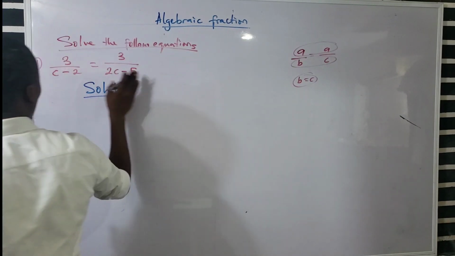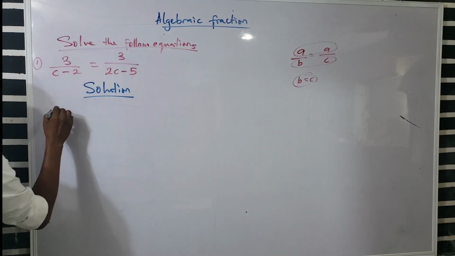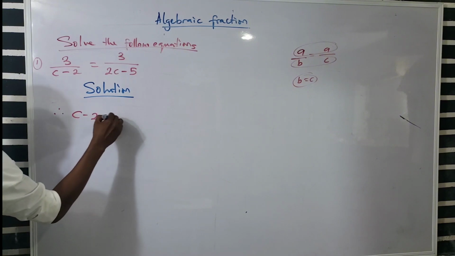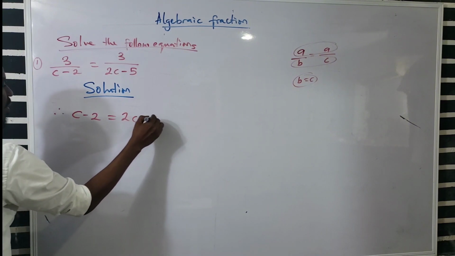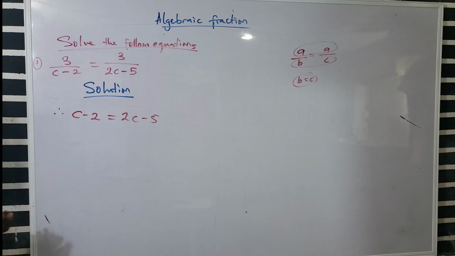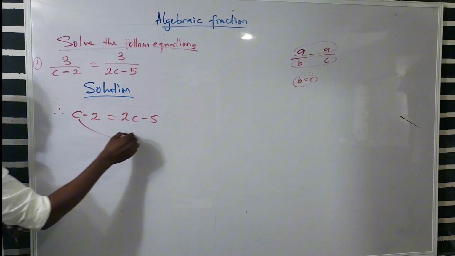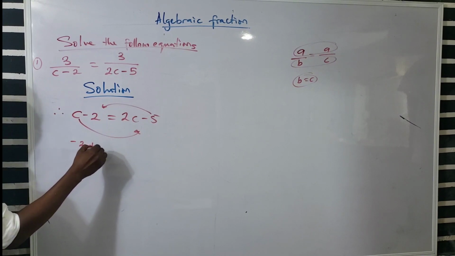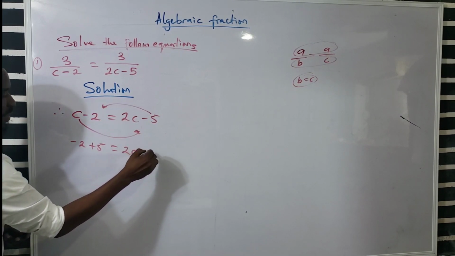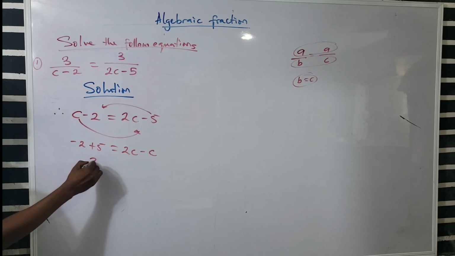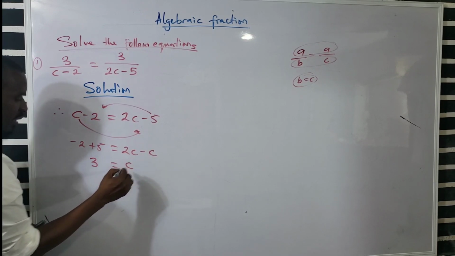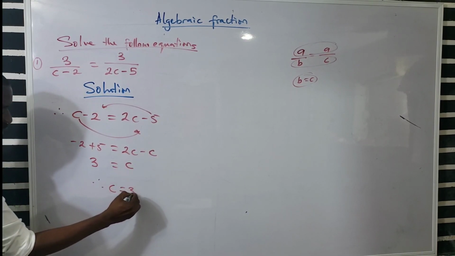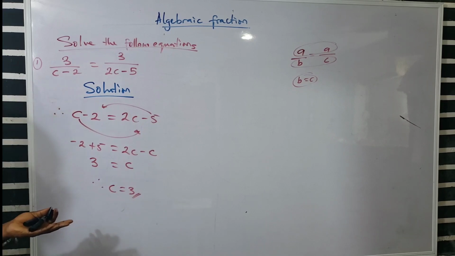So since this equals this and 3 equals 3, therefore c minus 2 equals 2c minus 5. You collect like terms, as simple as that. This one moves over here, this one comes over here. Minus 2 plus 5 equals 2c minus c. These two will give us 3, these two will give us c. Therefore, c equals 3. As simple as that. Okay.